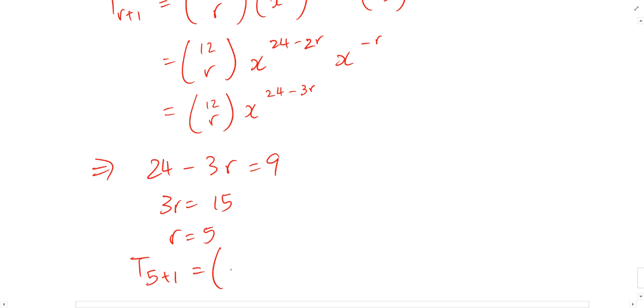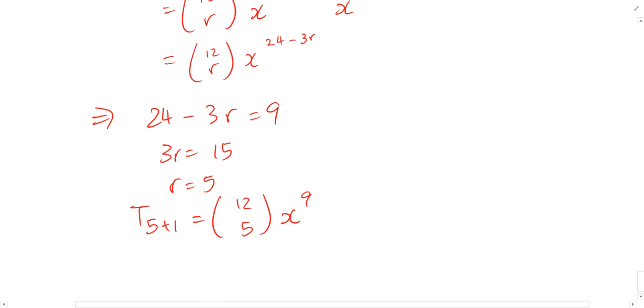What is the term then? T5 plus 1, which is T6, is 12 choose 5, x to the power of 9. You get 24 minus 15, you get 9. Wow, this question is so easy. So 12 choose 5, how much is that? 220. Okay, so 220 x power 9. Wait, 792 x to the power 9. Who got this by yourself at home? Homework question. Okay, then you understand already.